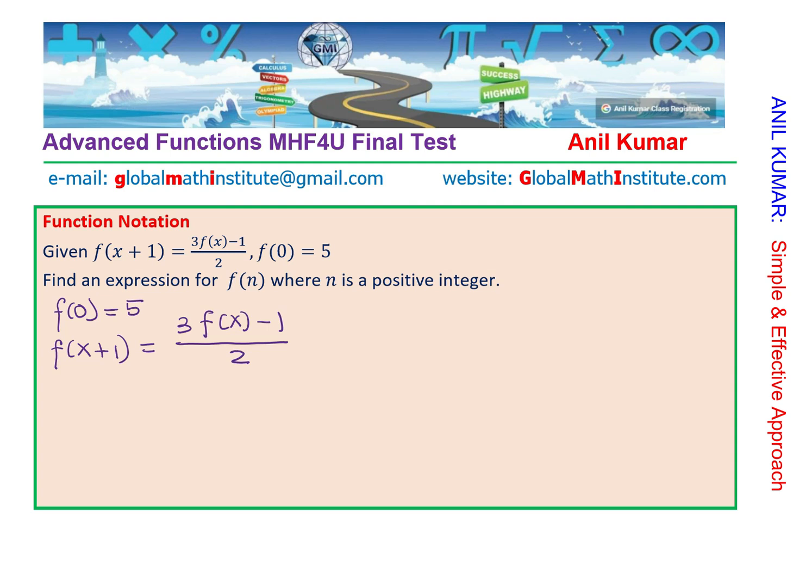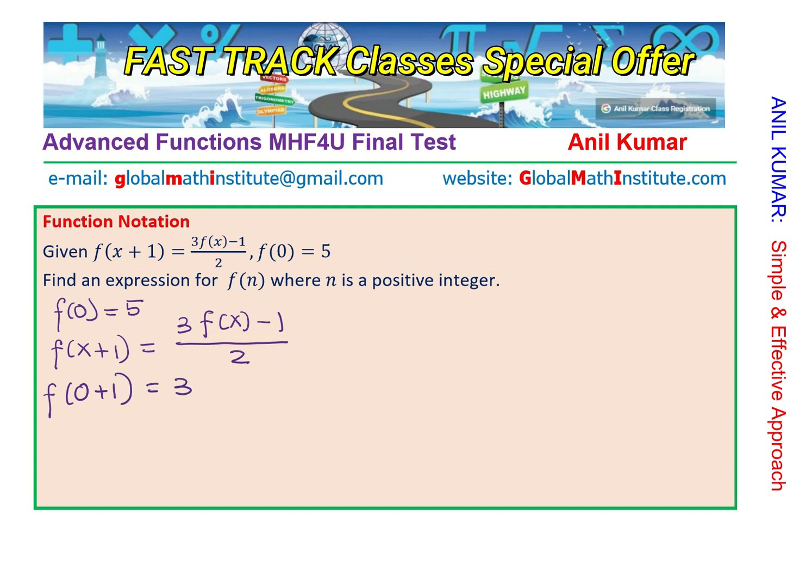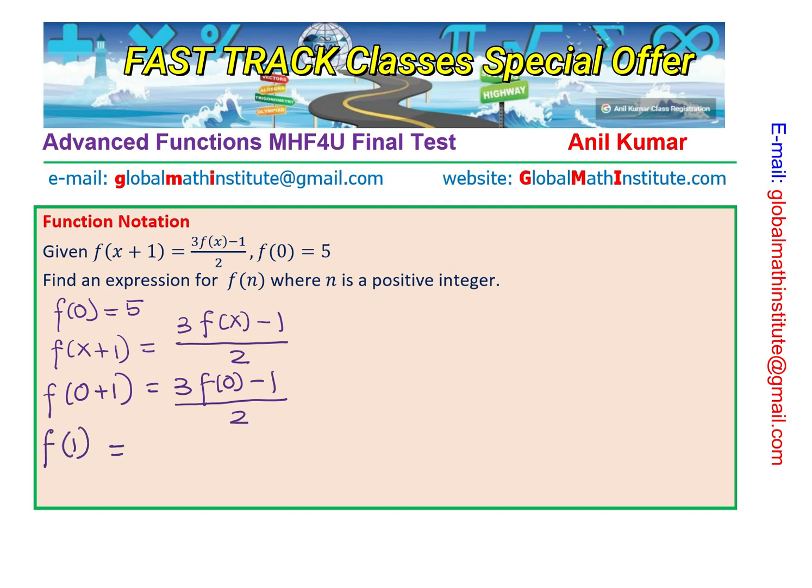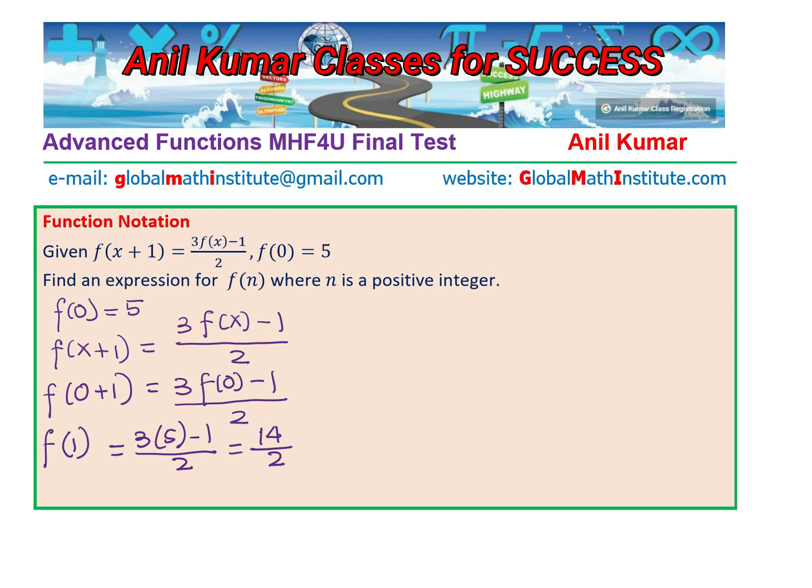So if I substitute 0 for x, I get f of 0 plus 1 equals 3 times f of 0 minus 1 over 2. So that means I get a value of f of 1 as 3 times f of 0, which is 5, minus 1 over 2. So we get 15 minus 1, which I'm writing here as 14 over 2, right? I'm not purposely writing it as 7. I could have done so.